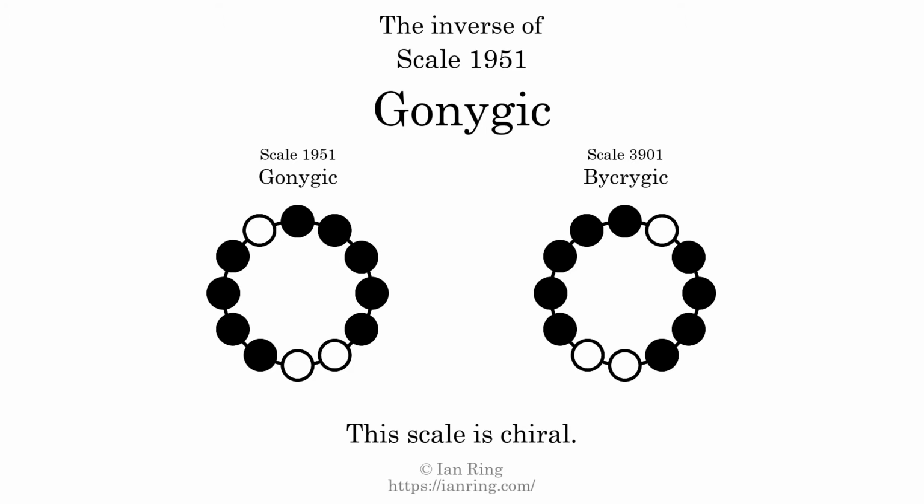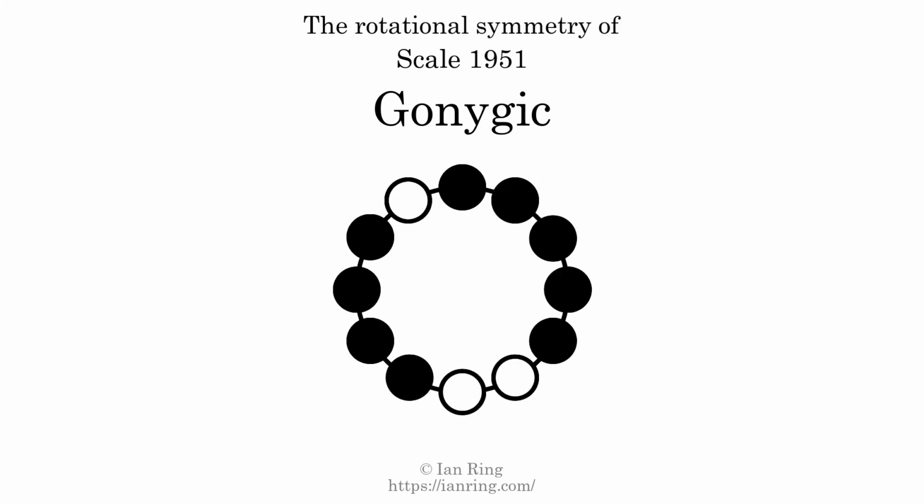The inverse of a scale is a mirror image. It is what you get when the sequence of intervals is reversed. The inverse of this scale is scale 3901, also known as Gonygic. This scale is chiral. It cannot transform into its inverse by rotational transformation. This scale has no rotational symmetry.